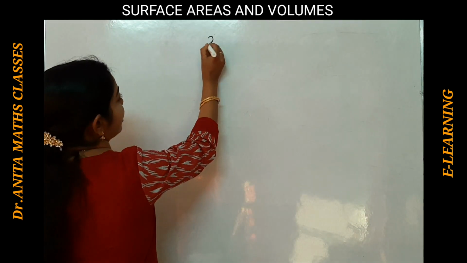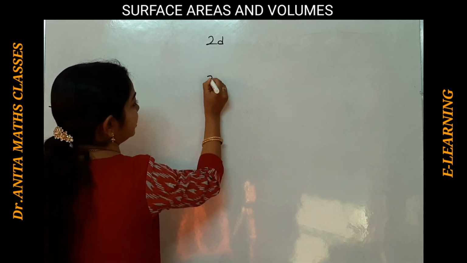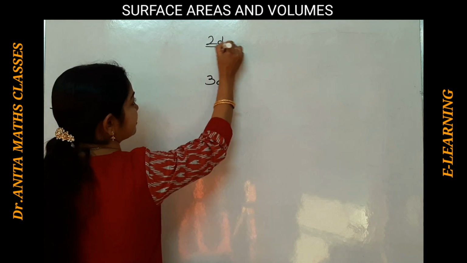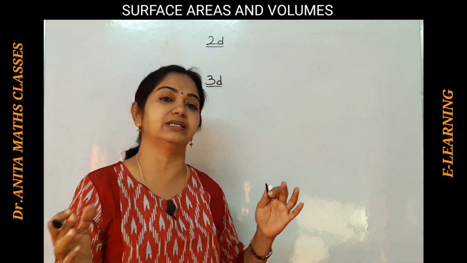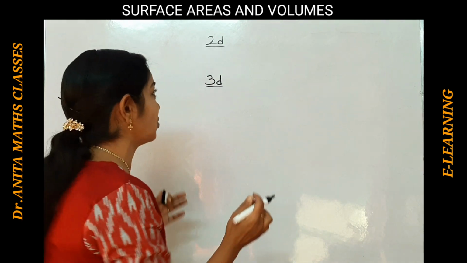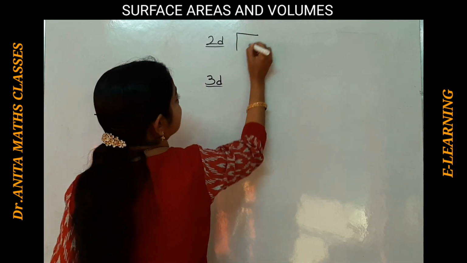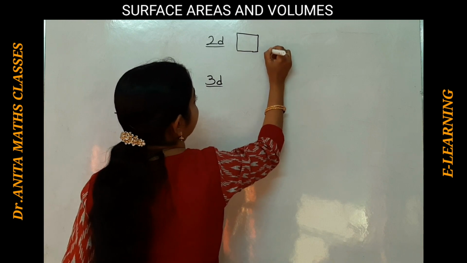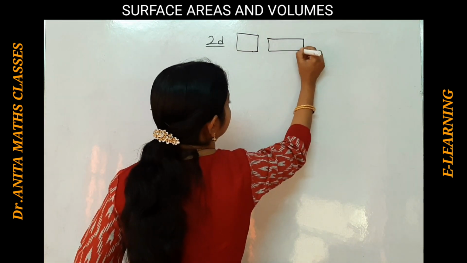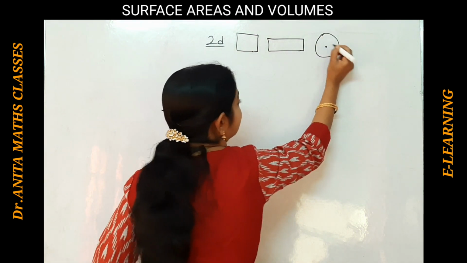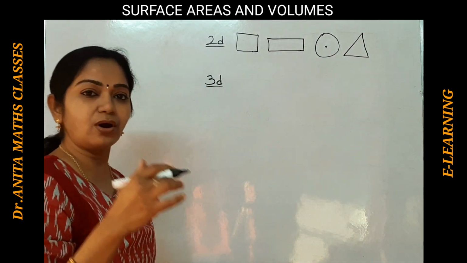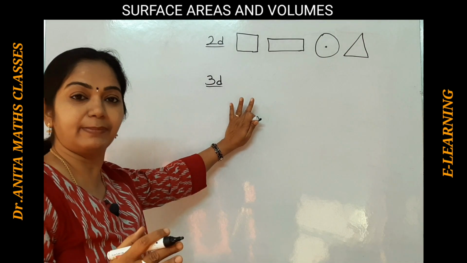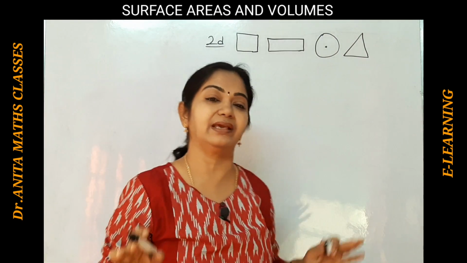Now, what are the two-dimensional figures and what are the three-dimensional figures? I am going to clearly explain you now. Here the two-dimensional figures are all which you have studied in the 8th and 7th, that is the square, a rectangle, circle, a triangle, so on and so forth, which you can draw on a paper or a blackboard, which you can draw on a plain surface.